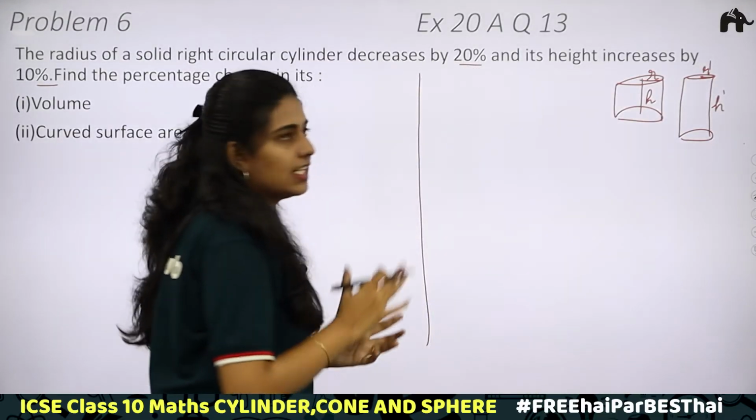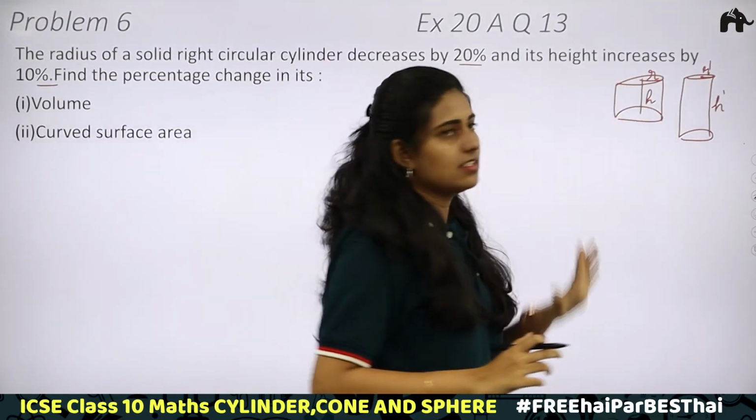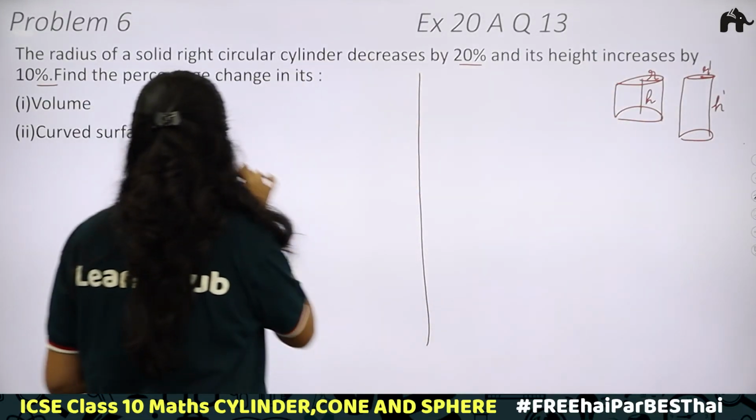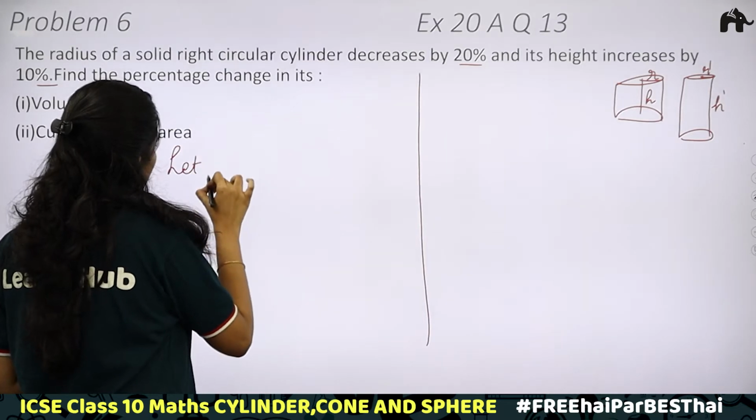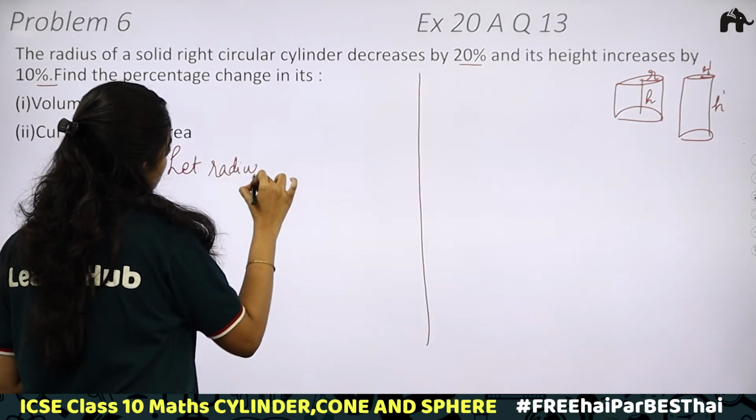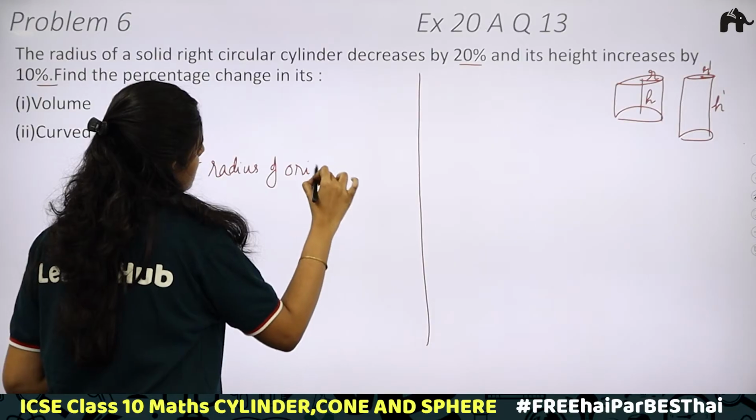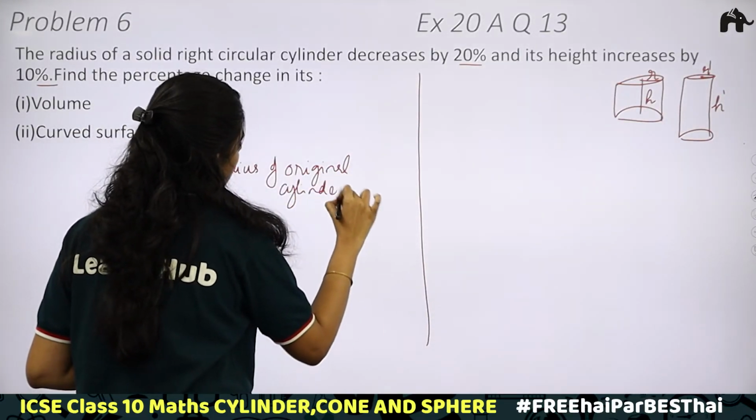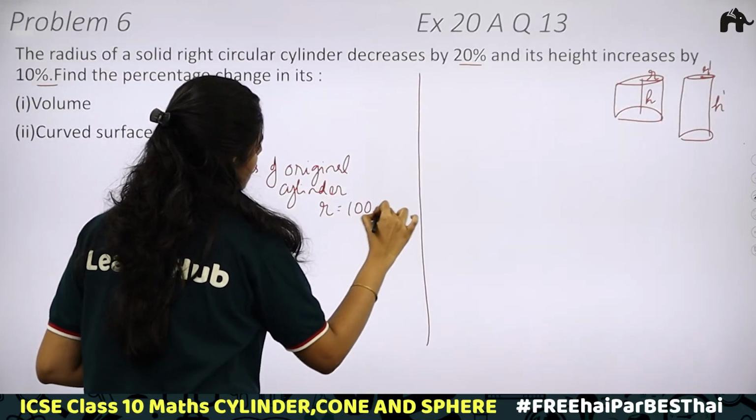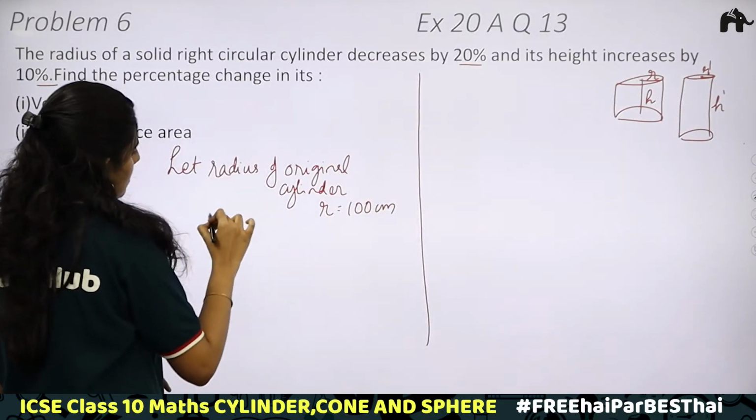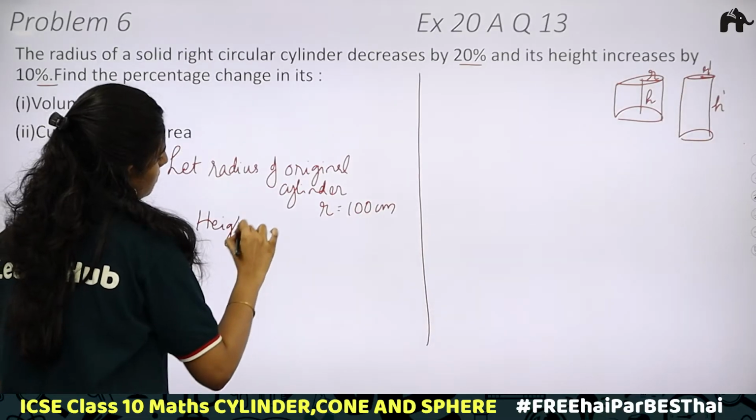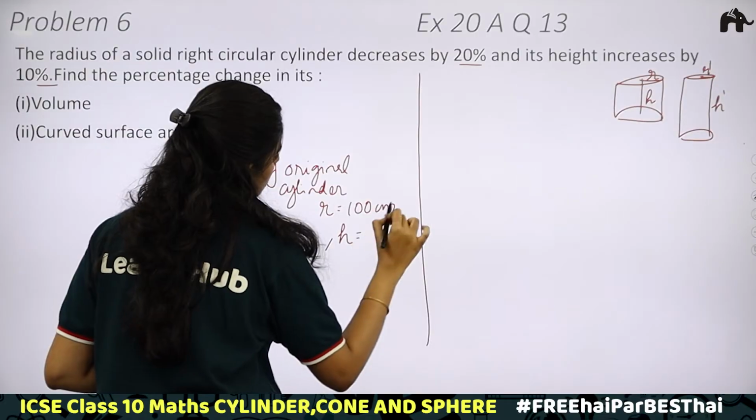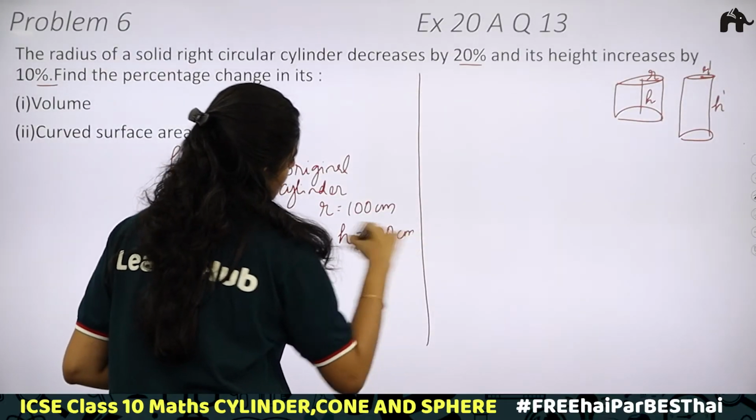For our convenience, let us take the radius as some 100 centimeter and height also 100 centimeter. Let radius of original cylinder r is equal to 100 centimeter. Next, height of original cylinder h is equal to 100 centimeter.